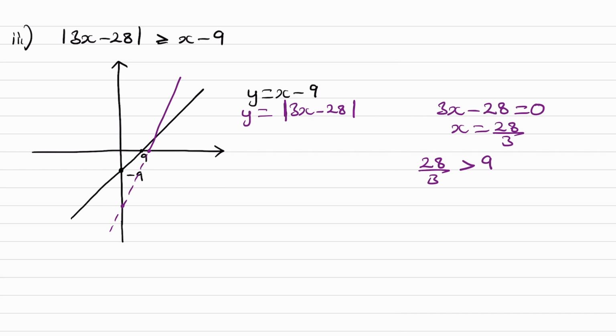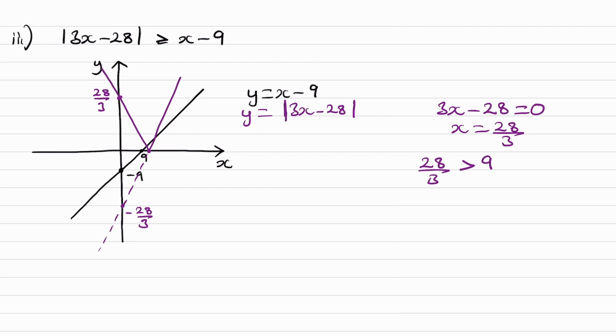I've drawn the bottom bit as a dashed line because that's going to be reflected above the x-axis. So with modulus functions, we reflect what's beneath the x-axis to above the x-axis. So the y-intercept for that reflected line would be positive 28 over 3 over here somewhere. And below here was minus 28 over 3. And then just reflect this line up, like that.